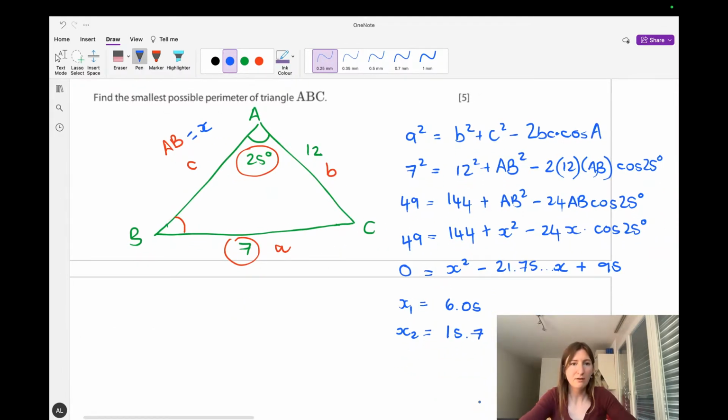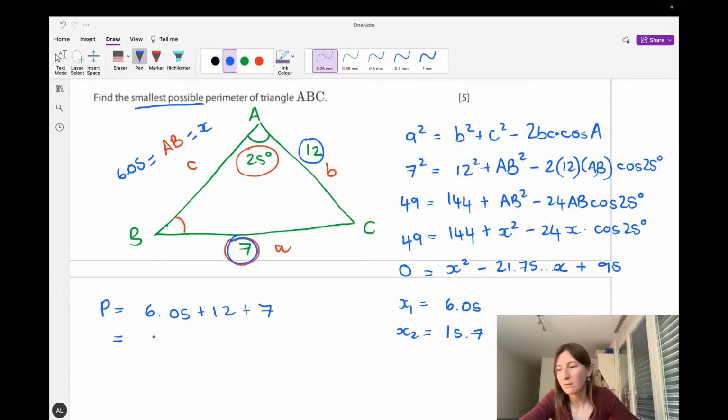So now if we want the smallest possible perimeter, to give me the smallest possible perimeter, I'm going to need my AB to be 6.05. And then don't forget to actually find that perimeter. So P for perimeter, 6.05 plus 12 plus 7 was 25.1. That was our smallest possible perimeter.